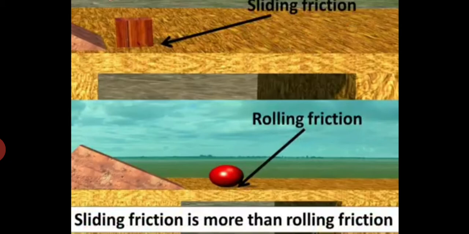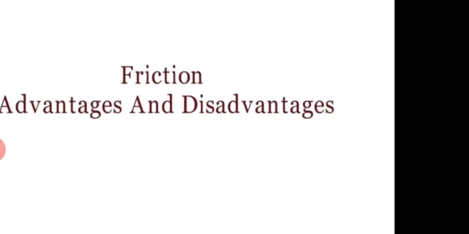It is not easy to slide a suitcase on the floor, but if the suitcase has wheels, it is much easier. This is because rolling friction is less than sliding friction. So, these are the types of friction.